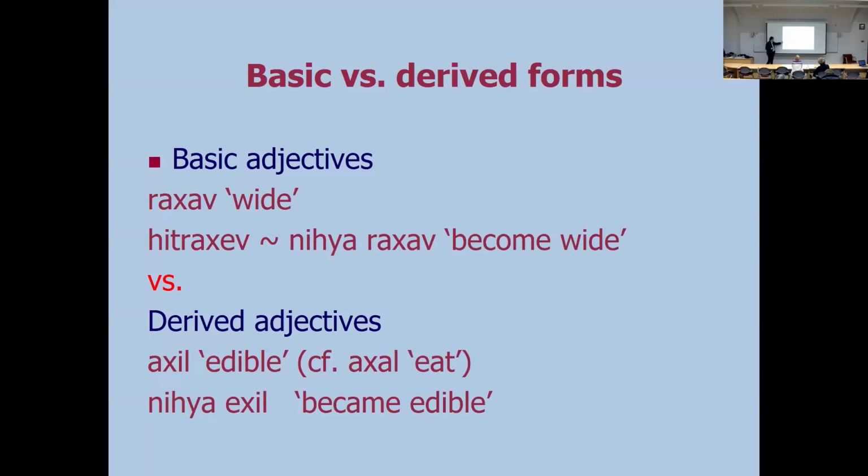So achil is a derived one, both morphologically and semantically. It is based on the meaning of the verb. And indeed, we don't have a verb which would have meant to become edible. Again, even though semantically, conceptually, there is no reason not to have such a verb. So we only have the periphrastic construction, nihiya achil, literally became edible, but no other potentially derived verb. Again, it's an existing root. There's no problem in putting it into one of the patterns, but it doesn't happen. So this is just to provide further support for the distinction between what is perceived as basic and what is perceived as derived.